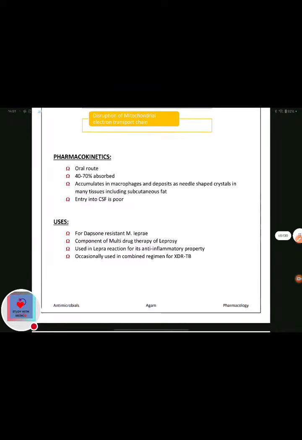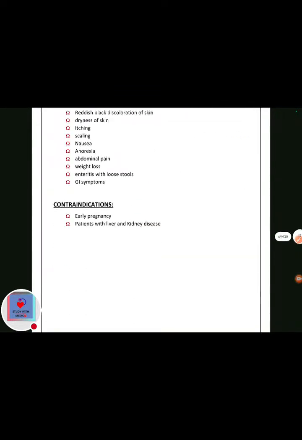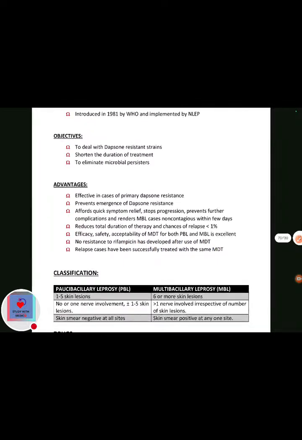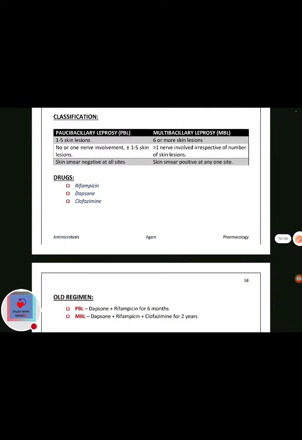So the time is reduced here in multi-drug therapy of leprosy. The duration of the course is reduced. Chances of relapse are reduced. Rifampicin resistance and dapsone resistance have been reduced, and this treatment is very effective. And relapses have been successfully treated with this MDT therapy.